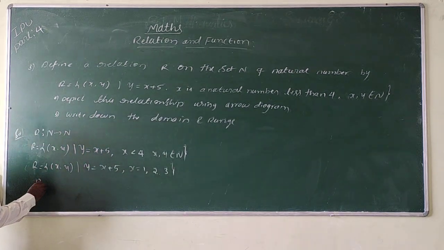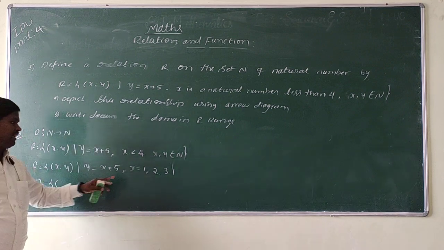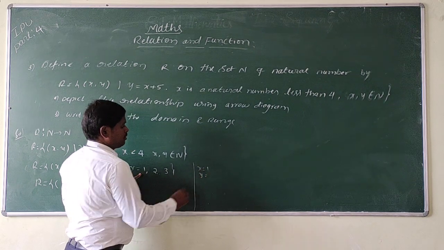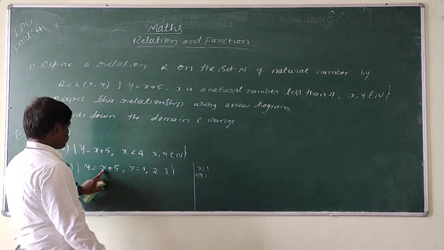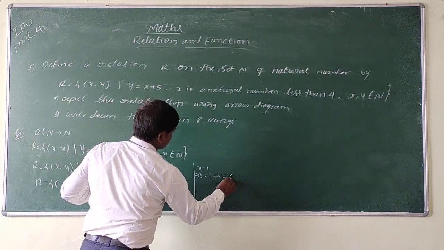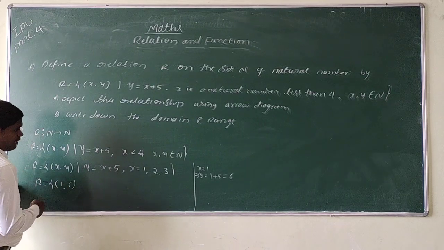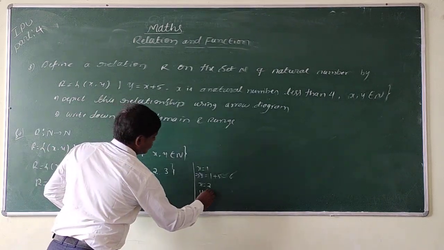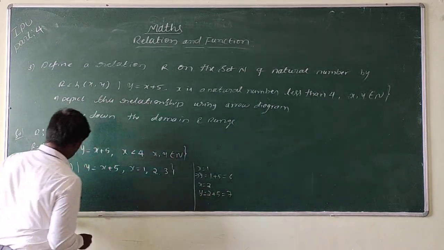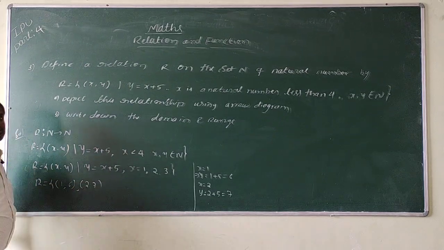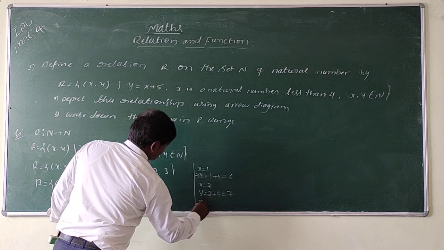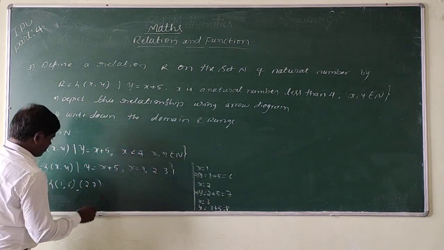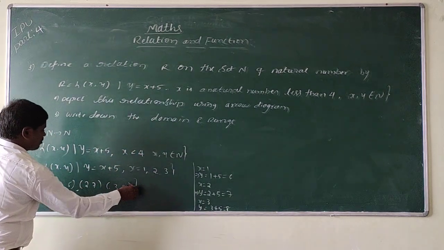So suppose I take x = 1. Then y = 1 + 5, which is 6. Therefore (1, 6). Next, if x = 2, then y = 2 + 5, which is 7. So (2, 7) belongs to the relation R. Next I take x = 3. Then y = 3 + 5, which is 8. So that is (3, 8). So this is the relation.